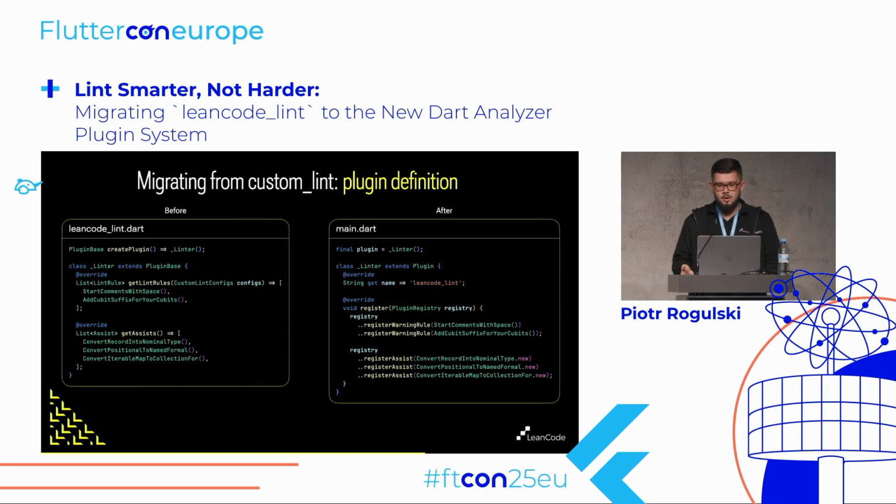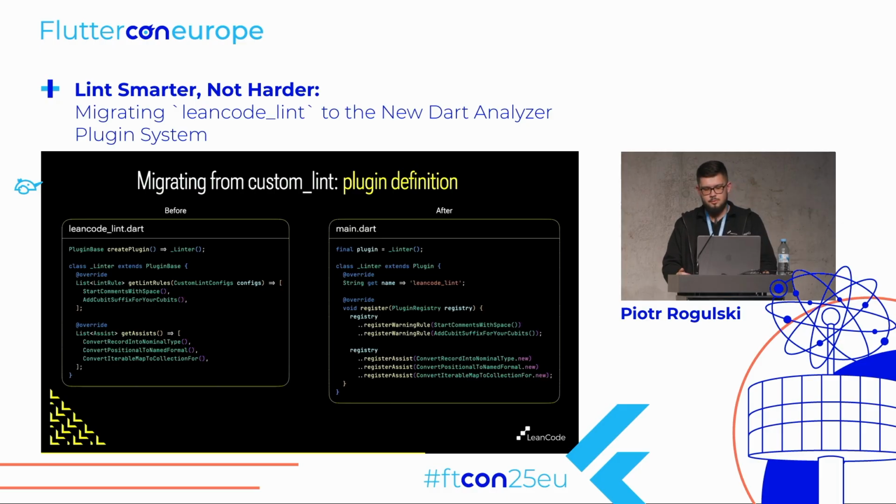With the new system, you create a separate Dart package that has a very obvious entry point called main.dart, and it exposes a single field called plugin. The reason for that is that with the new analyzer, the analysis server creates a separate project in your home directory for all the enabled plugins and runs each of them as a plugin to the current analyzer.